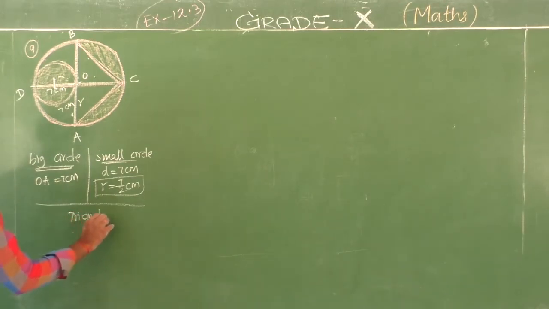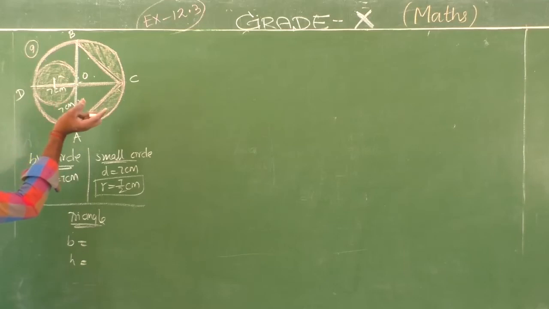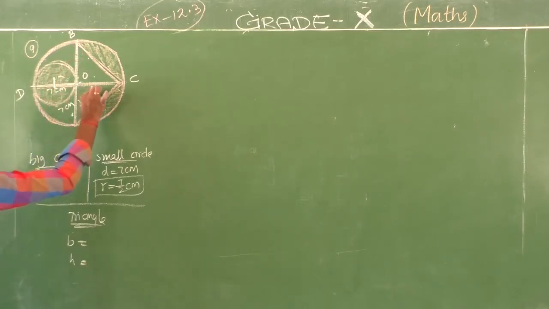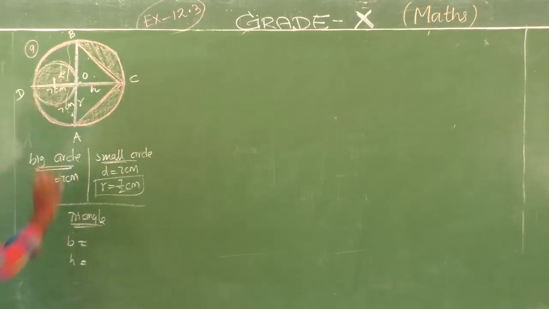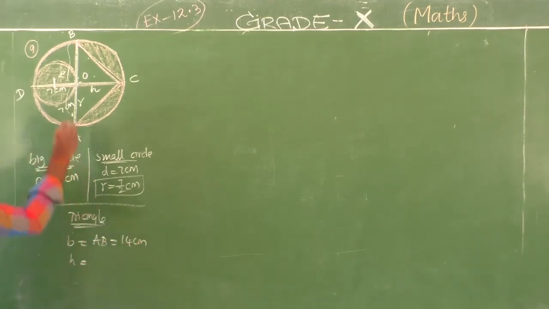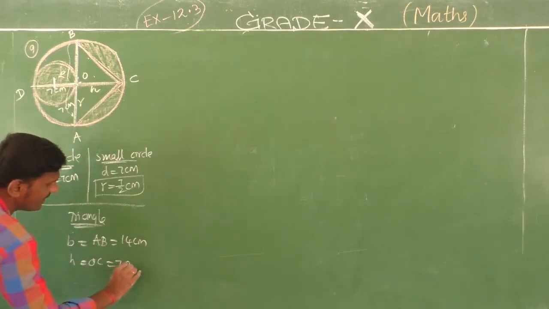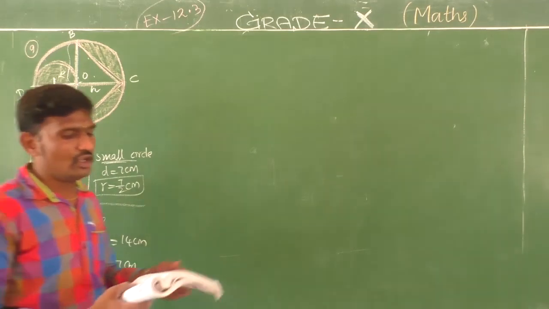Next, the triangle. For that triangle I am going to mention the base and the height. The whole of this is the base part. AB is the base, which is equal to 14 centimeter, 7 plus 7, 14 centimeter. And the height OC is equal to 7 centimeter.